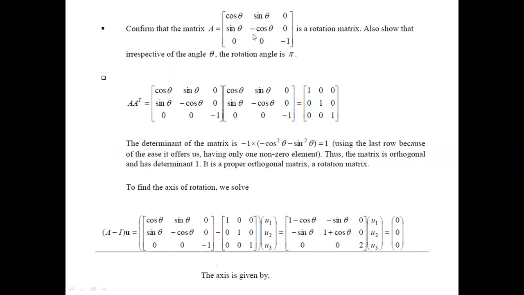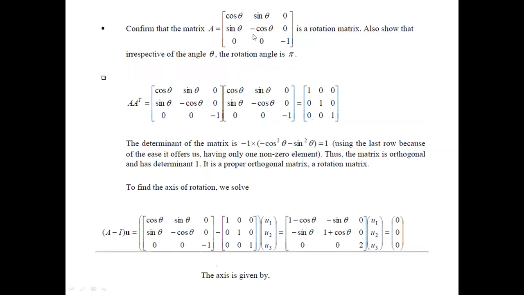Confirm that the matrix A = [[cos θ, sin θ, 0], [sin θ, −cos θ, 0], [0, 0, −1]] is a rotation matrix. Also show that, irrespective of the angle θ, the rotation angle is π. A transpose is that, which gives you the identity matrix. Therefore, it is the rotation matrix.